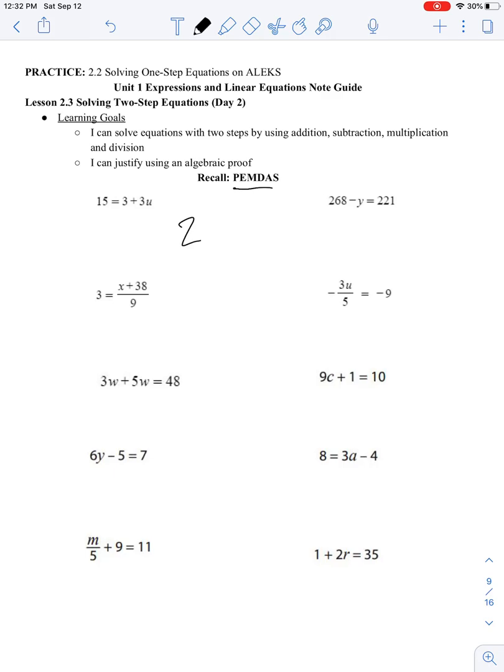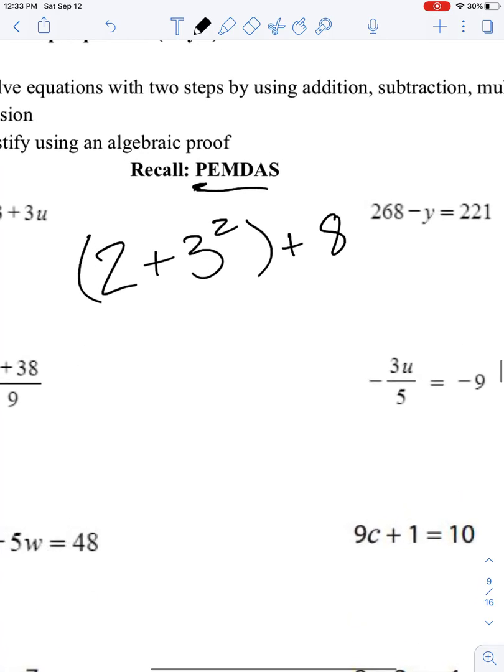So if we have 2 plus 3 squared in parentheses plus 8. We'll just do that. When we use PEMDAS, we've got to look and see what we do first. For example, it's always parentheses first. You can zoom in here a little bit. Parentheses first, meaning we would have to deal with the inside of the parentheses, which would only be this stuff.